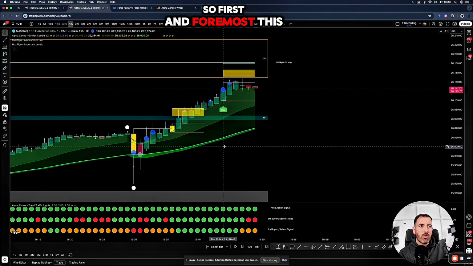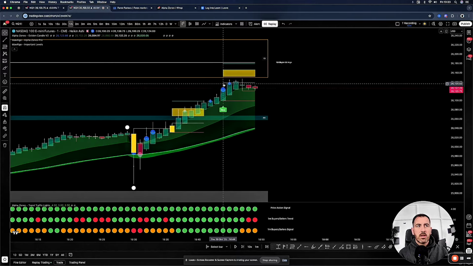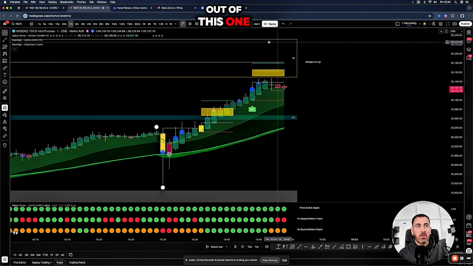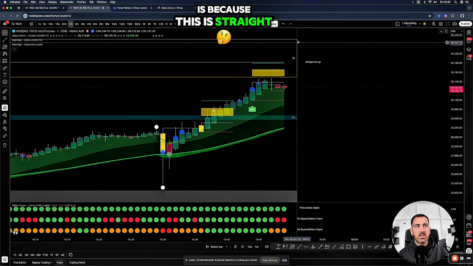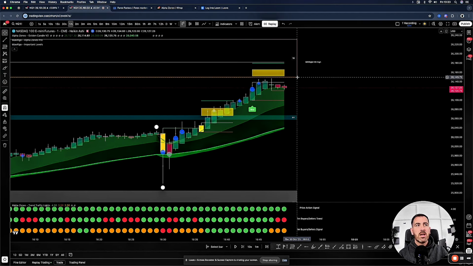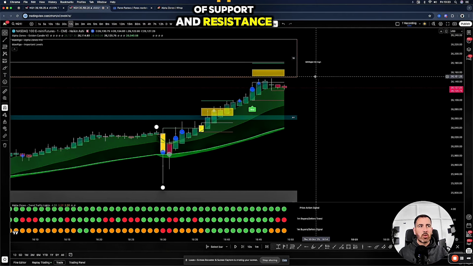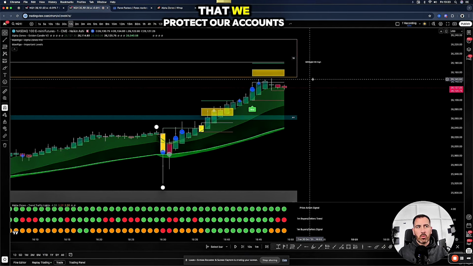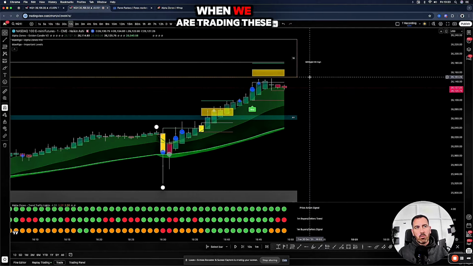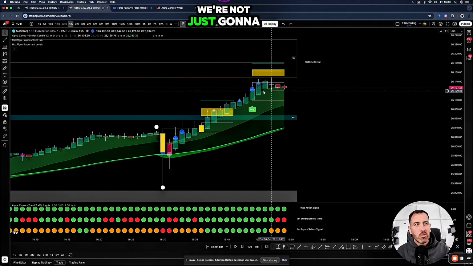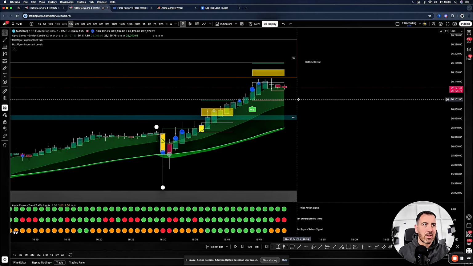So first and foremost, this particular trade, I'm going to be staying out of this one. The reason I'm staying out of this one is because this is straight into our daily alpha zone. And trading into a zone rather than once it's passed through a zone can be risky. These act as areas of support and resistance, and it's really important that we protect our accounts when we are trading these to make sure that we're not just going to get this instant bounce off with price.